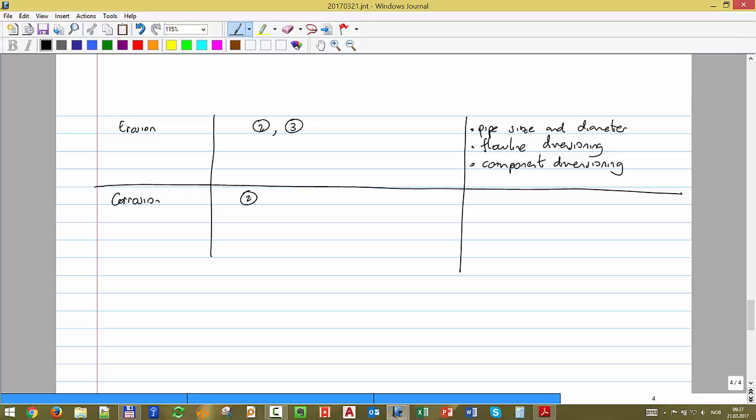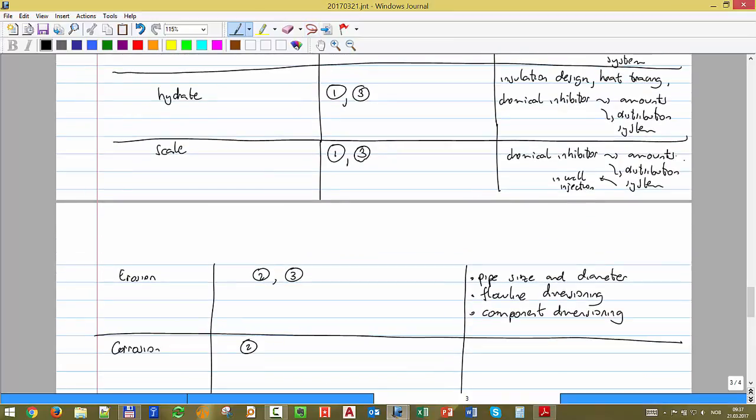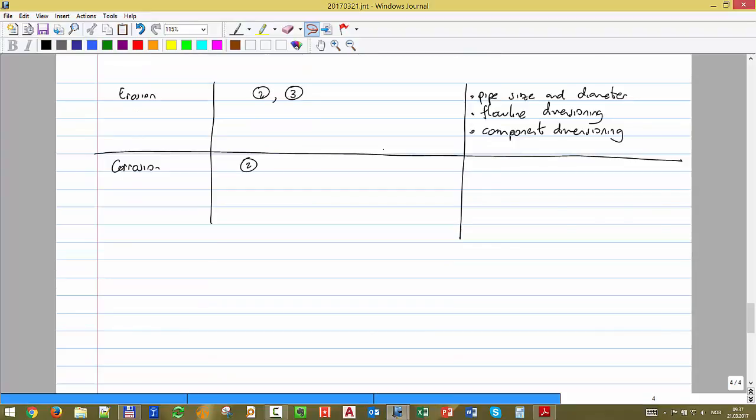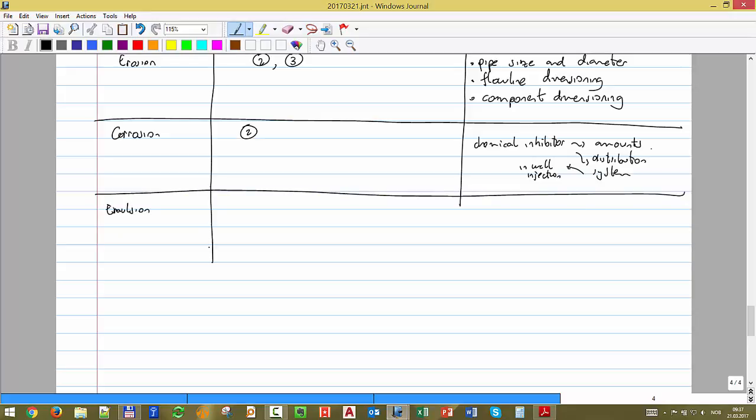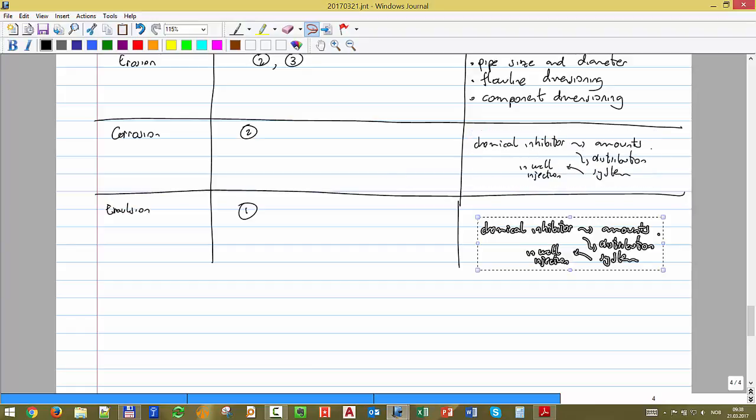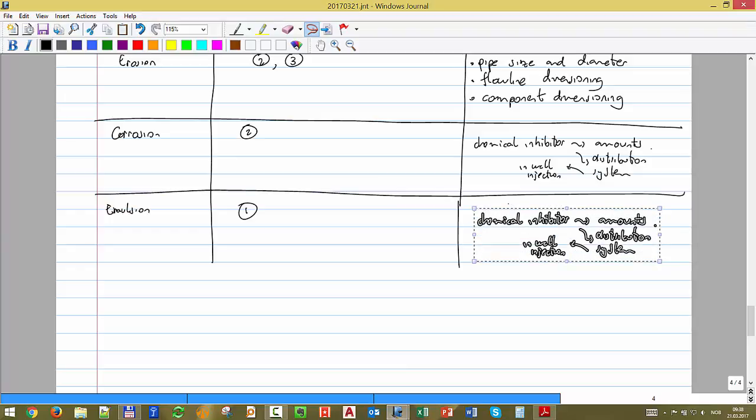Corrosion is basically integrity, the main thing is integrity. And again we have this chemical inhibitor, and that is also frequently injected in the well if the well is not made of corrosion resistant alloy. Okay, and emulsion, that's the last one we are going to write on this table. Emulsion also number 1, and again chemical inhibitor, chemical substance, and that might also be done in the well.